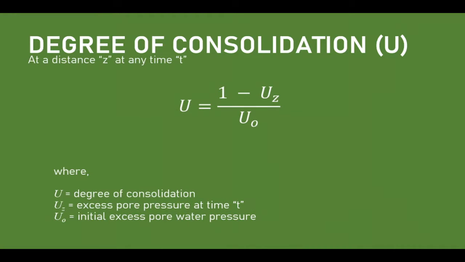Also use the formula U is equal to 1 minus UZ over UO to get the degree of consolidation at a distance Z at any time. Where again, U is the degree of consolidation, UZ is the excess pore pressure at time t, and UO is the initial excess pore water pressure.